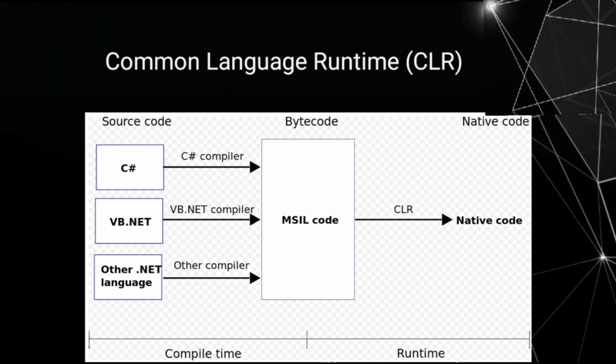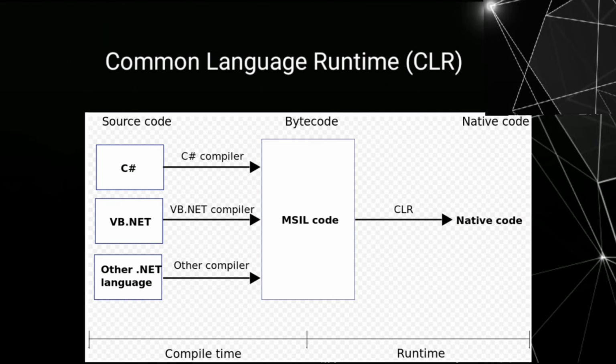In this diagram, you will see when you are using C# language, then it will use the C# compiler to convert the source code into MSIL code. Similarly, for VB.NET, it will use the VB.NET compiler and it will convert the source code into MSIL code. Other languages will use the other compilers. So after converting into MSIL code, the MSIL code is converted into native code with the help of CLR.